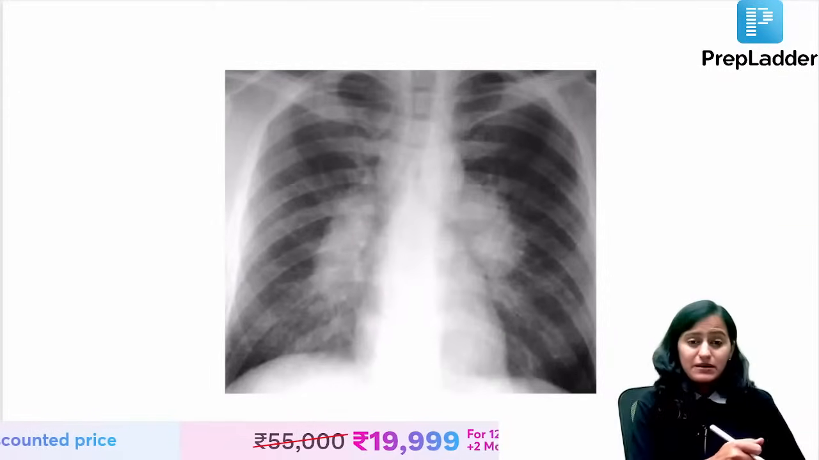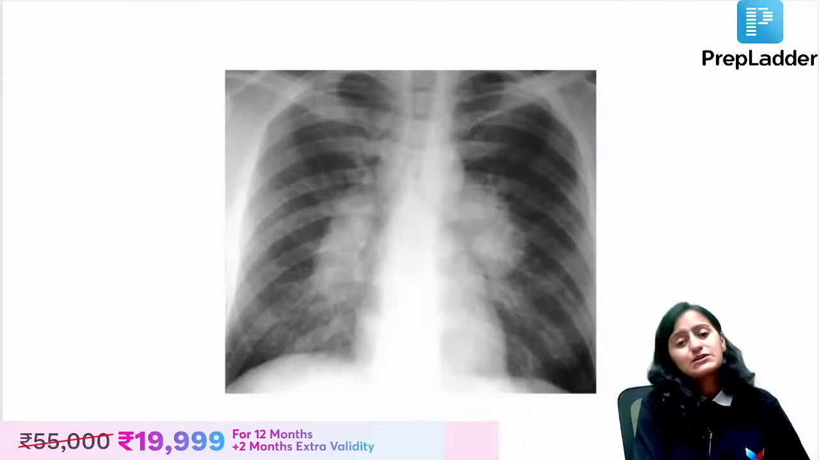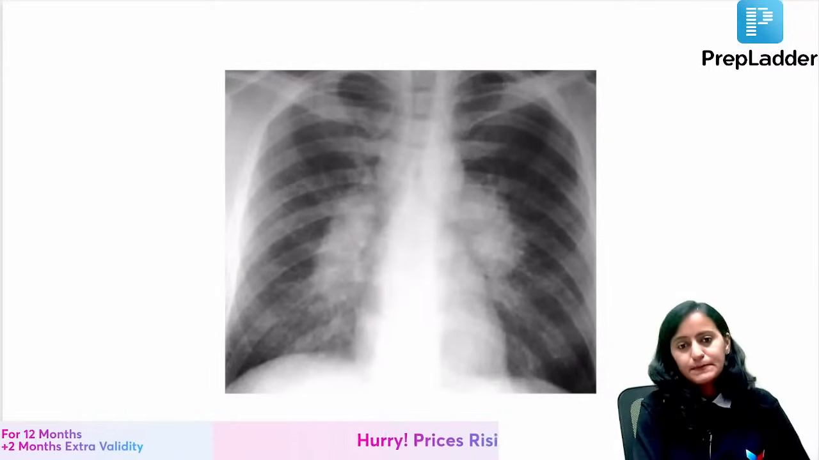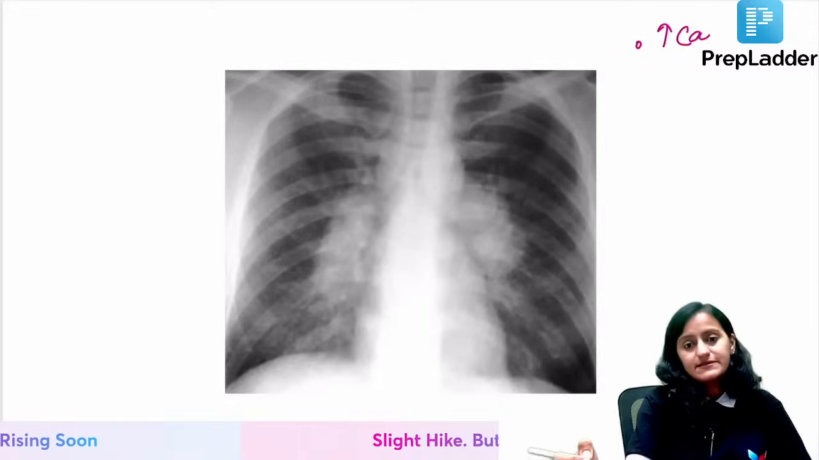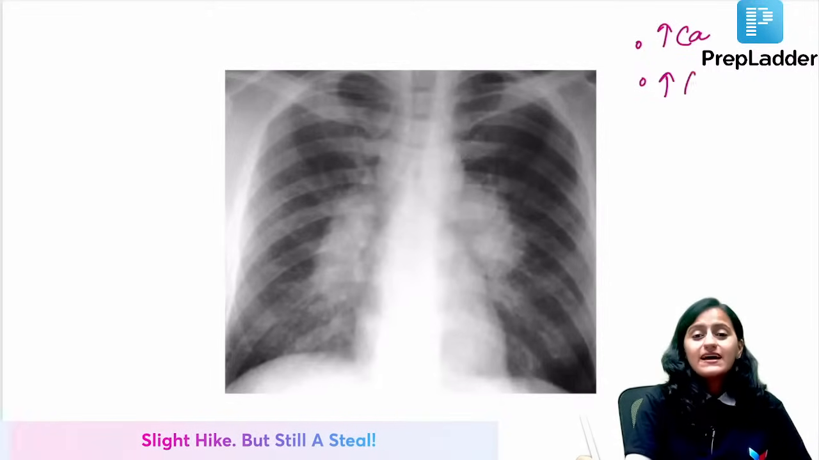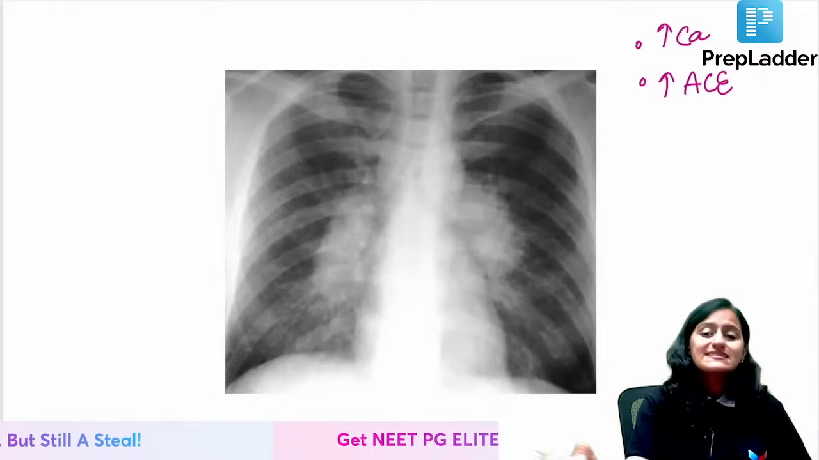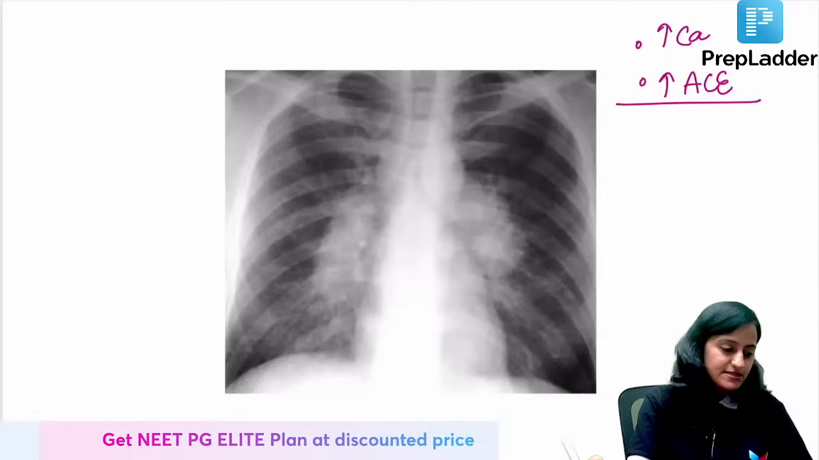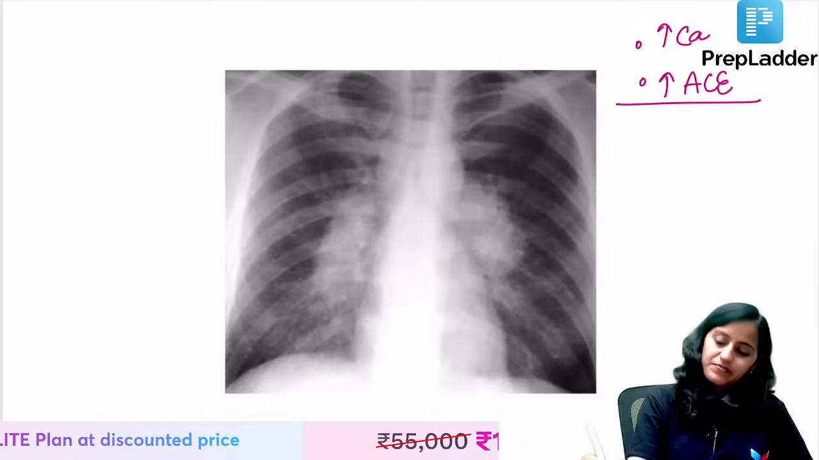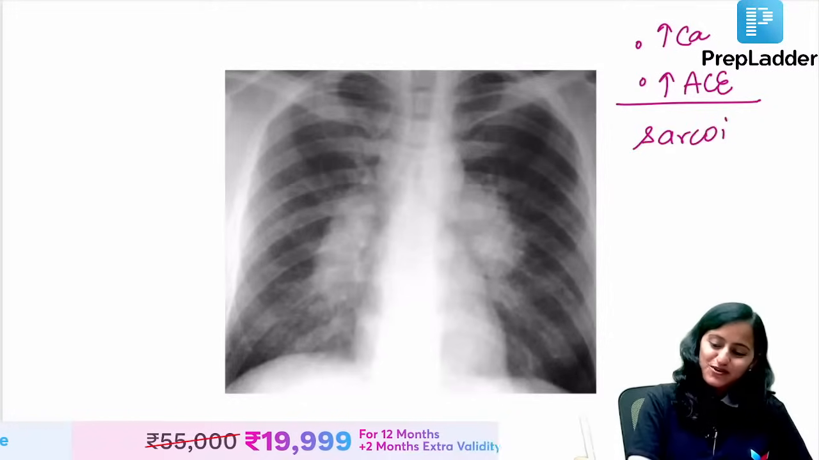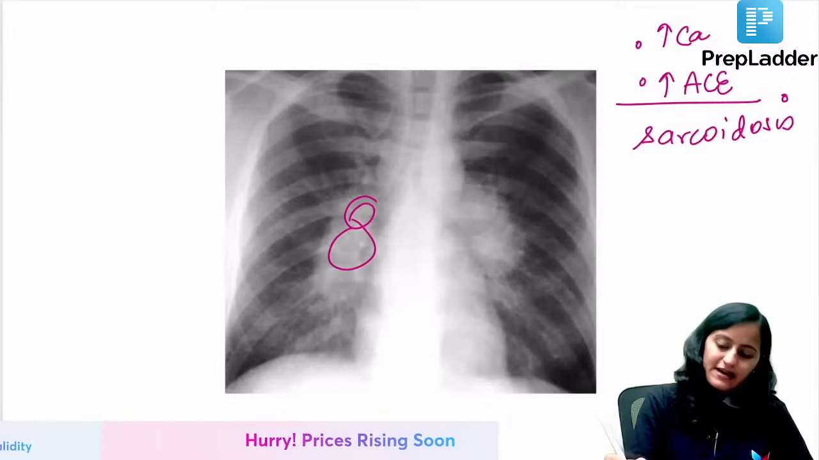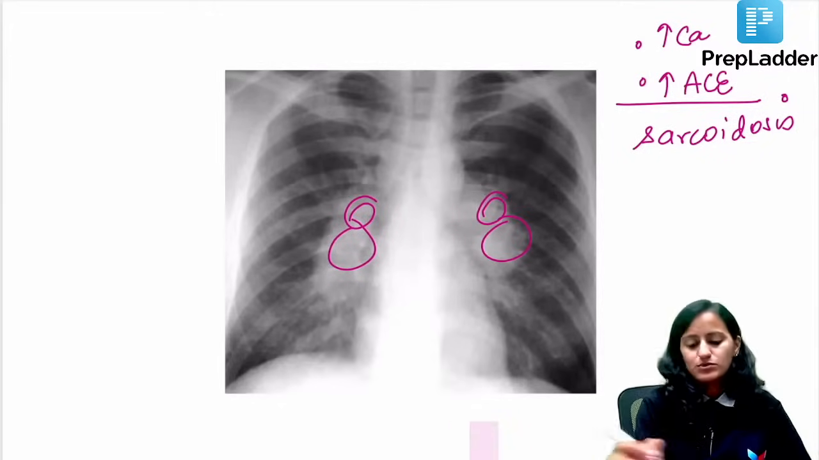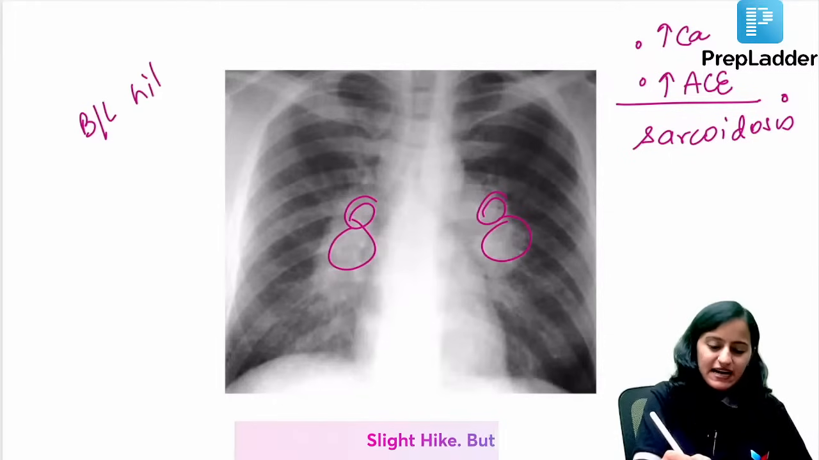Going to the next one, very important. What do you think is the diagnosis here? If I tell you that this patient has increased calcium levels, and another major clue, increased ACE levels, what is the diagnosis? Very good. This is sarcoidosis, showing bilateral hilar lymph nodes.